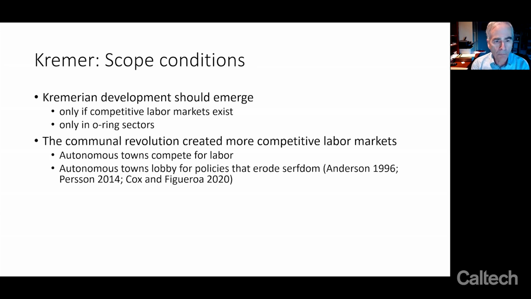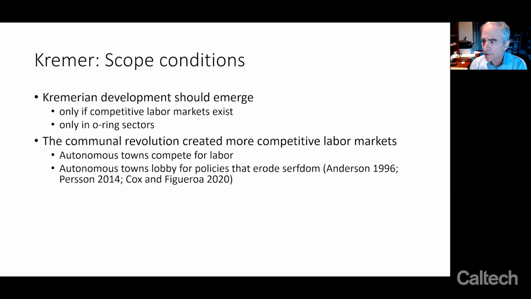So back to this notion of the communal revolution, creating more competitive labor markets, that occurred on both sides of the market. So a stylized picture of the labor market prior to the communal revolution is that the main demanders of labor are a bunch of noble landowners, and their preference for the supply side of the market is serfdom and slavery. When the self-governing towns emerge, the merchants who run those towns are in a position to compete for labor with their erstwhile noble landlords, and they do.